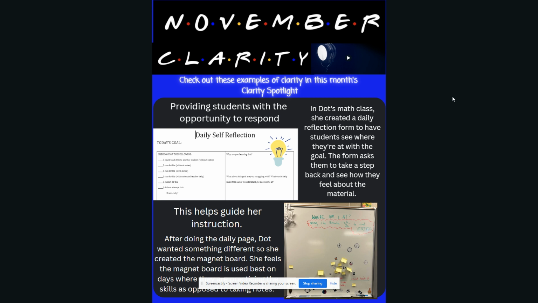She says the students really respond well to the magnet board, and it is a quicker way to gauge where the students are at. So thank you, Dot, for these two great examples of providing students with the opportunity to respond. It's an excellent way of gaining clarity, sharing clarity by co-constructing the success criteria, and then having students kind of self-assess where they're at.